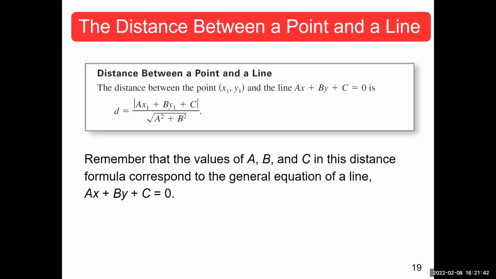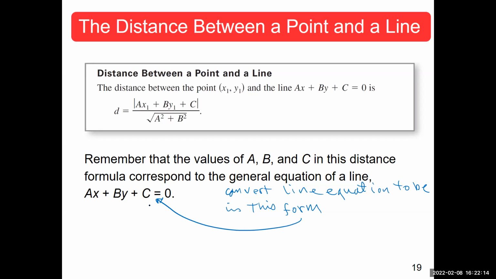All right, the process is like this. The first thing you do, convert the line equation to be in this form. If it's like y equals mx plus b, you write it as ax plus by plus c equals 0. After you write it in that form, you plug into this equation to find the distance value.